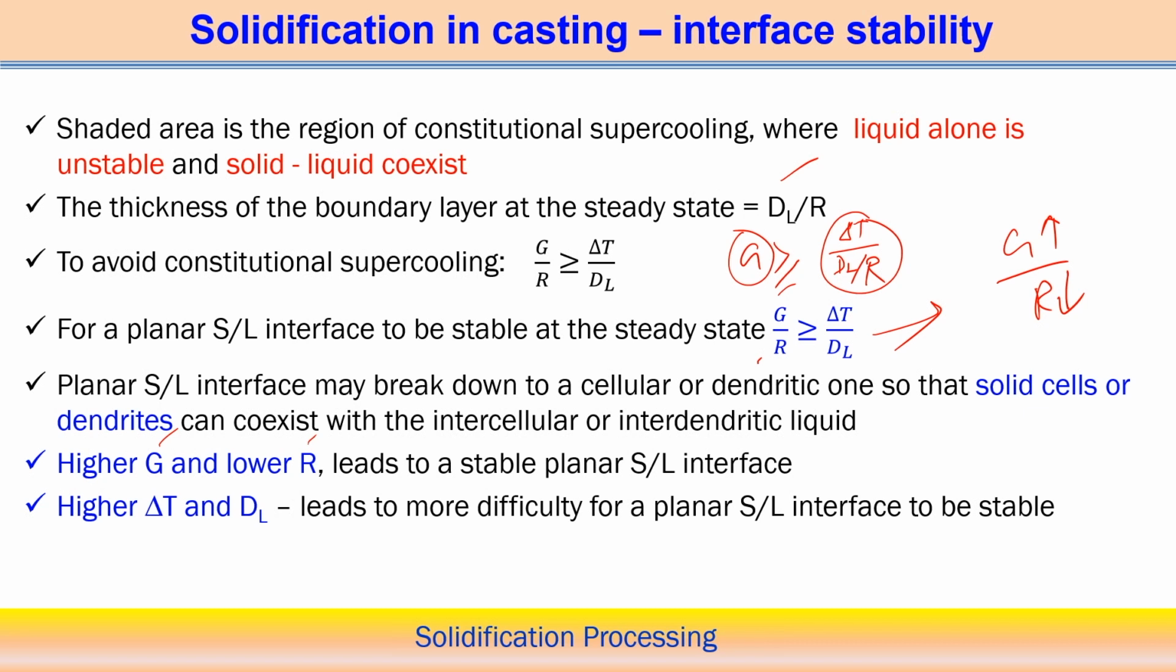But if delta T is higher, that means the degree of undercooling or constitutional supercooling is much more, and higher values of DL mean the diffusion coefficient is much more. In that case, it is more difficult for the planar solid liquid interface to be stable. So, it brings more instability during the solidification of an alloy system.